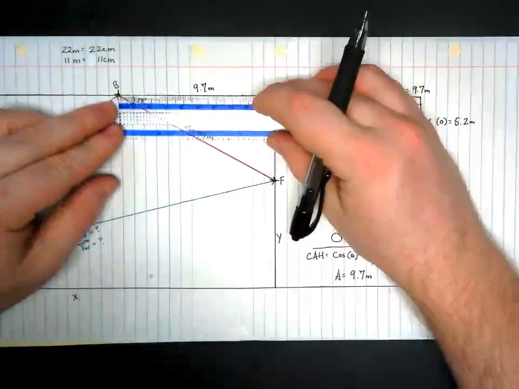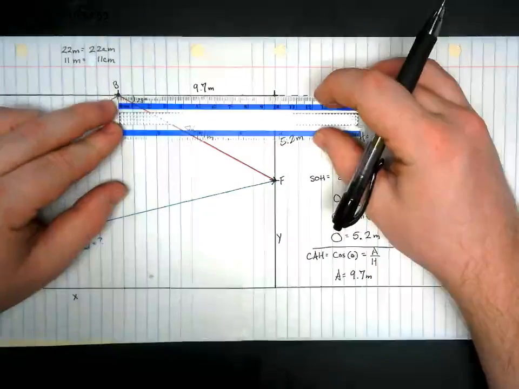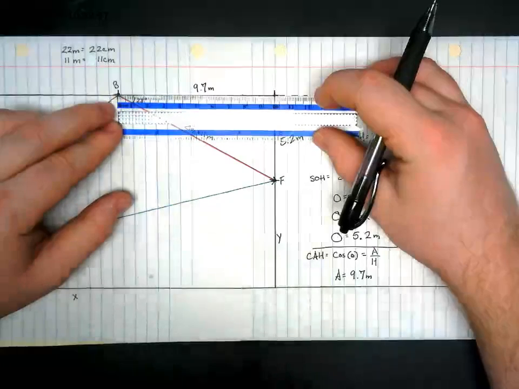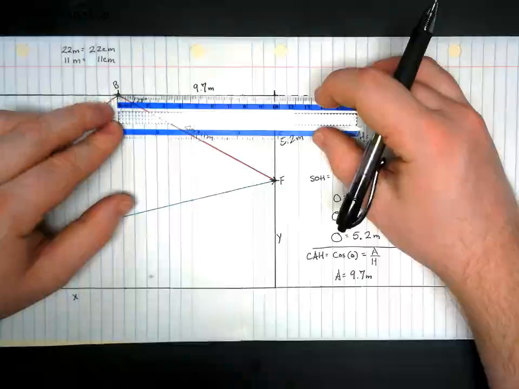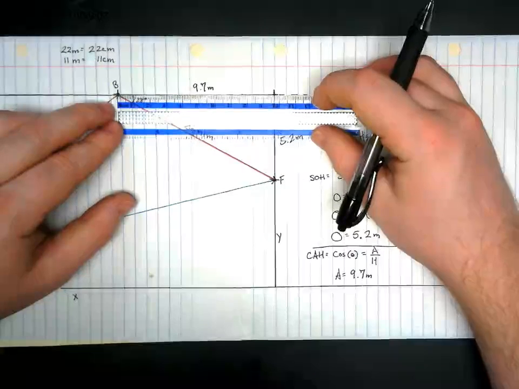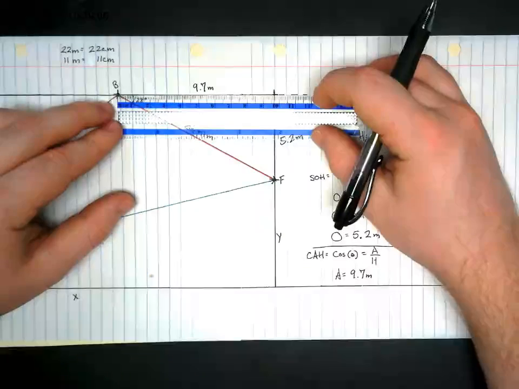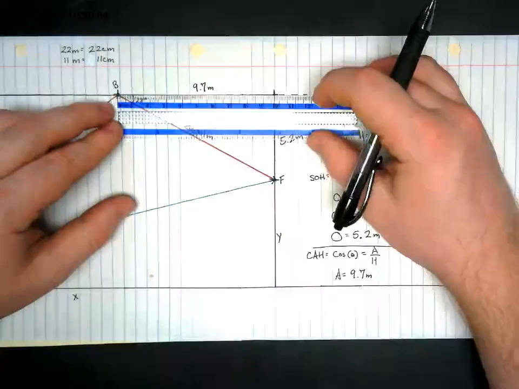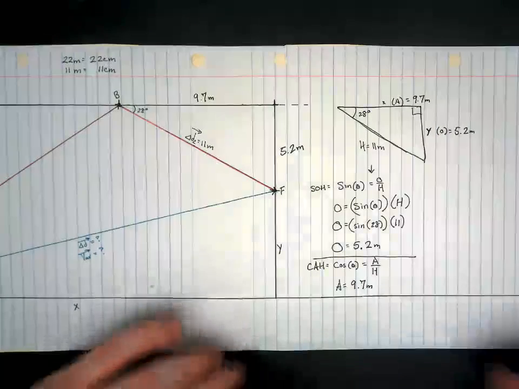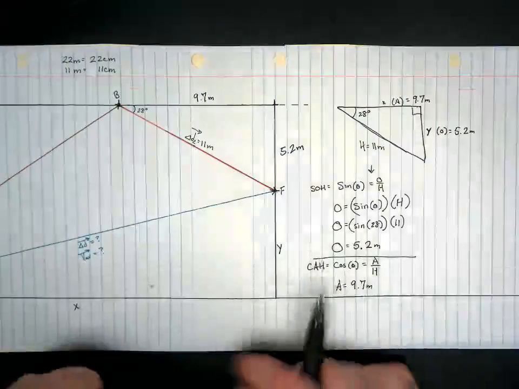Well, let's see what we get here. Looks like I get 9.7 smack on the dot, okay? Yeah, give or take. So I get somewhere between 9.6 and 9.7 on my ruler. So we're in good shape so far, okay? So what else can we do? Okay, so we've got that, okay?